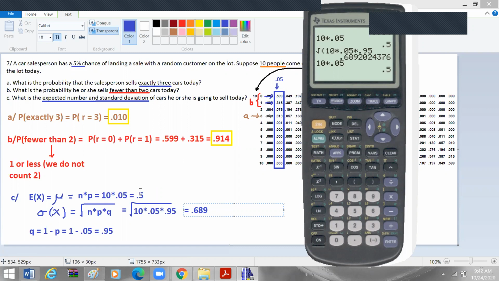It's really interesting because we only have a 5% chance, so with 10 people coming, we should have less than 1 person who can make a deal. So that's pretty interesting for this.